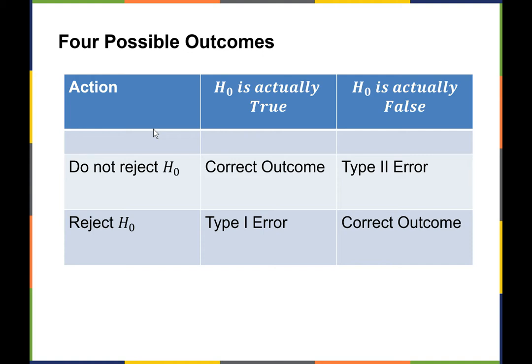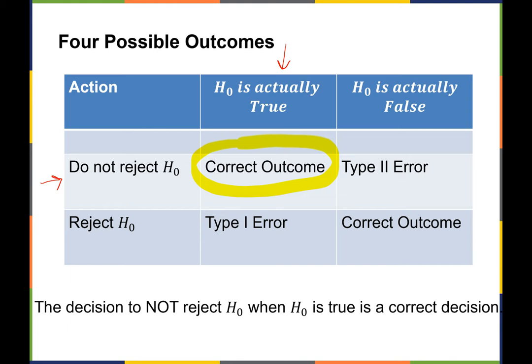The first outcome is based on whether the null hypothesis is actually true or actually false. So if we look at this column right here, this is the column that represents that in reality, the null hypothesis is actually true. So our first option is a correct outcome. We did not reject the null hypothesis, and the null hypothesis was actually true. So it's the decision to not reject the null hypothesis when the null hypothesis is true. And this is a correct decision, okay?